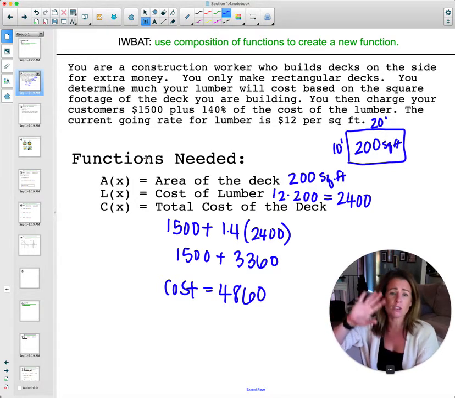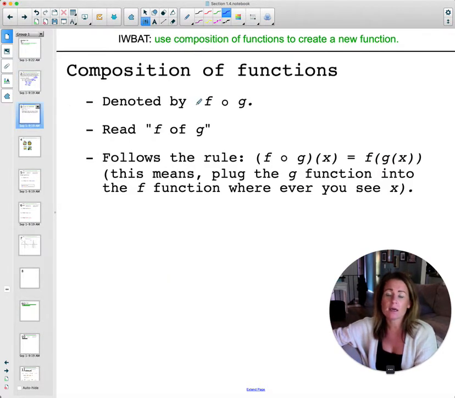So we're going to get into actually creating new functions in the next video. In this one, we're just going to work on plugging in specific values. So let's take a look at the notation for compositions of functions.